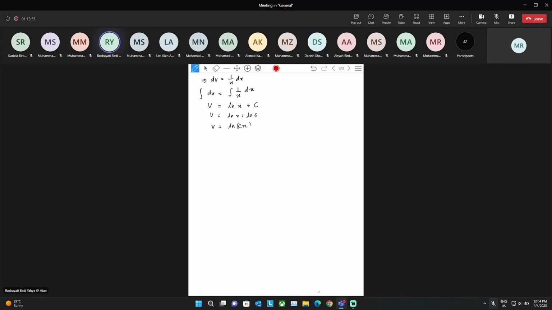Make sure ini, so v, next step: substitute back v equal to y over x. So kita ada tadi v equal to ln cx. v equal to y over x equal to ln cx. So y equal to x ln cx.